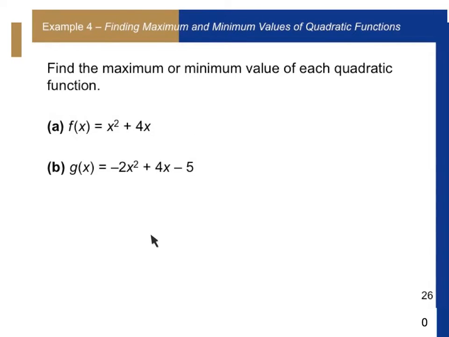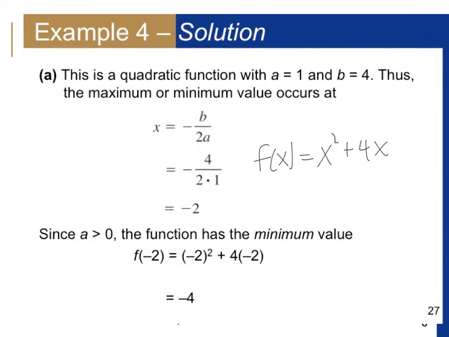This one opens down, so the maximum will be a vertex. Okay, so looking at that first one, f of x equals x squared plus 4x. Our a is 1, and our b is 4. We don't care about the c. So the x of our vertex is minus b over 2a, so that would be minus 4 over 2 times 1, which is minus 4 over 2, which is minus 2.